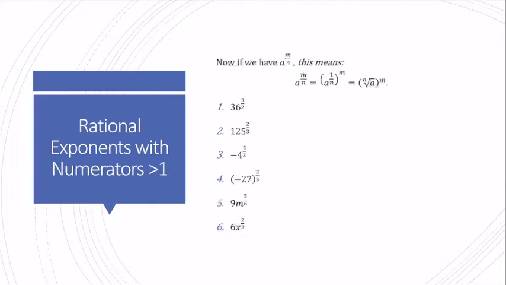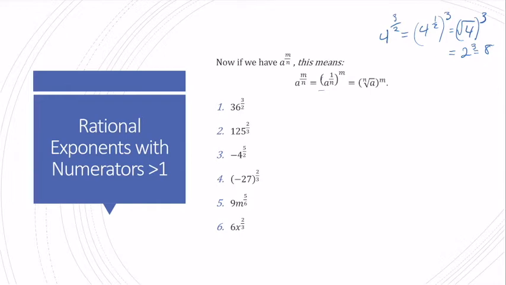Now, if I have a to the m over n, that means I want a to the 1 over n, and I can pull out that m. So if I have 4 to the 3/2, that means I want 4 to the 1/2 cubed, which would be the square root of 4 cubed, so 2 cubed, which is 8.